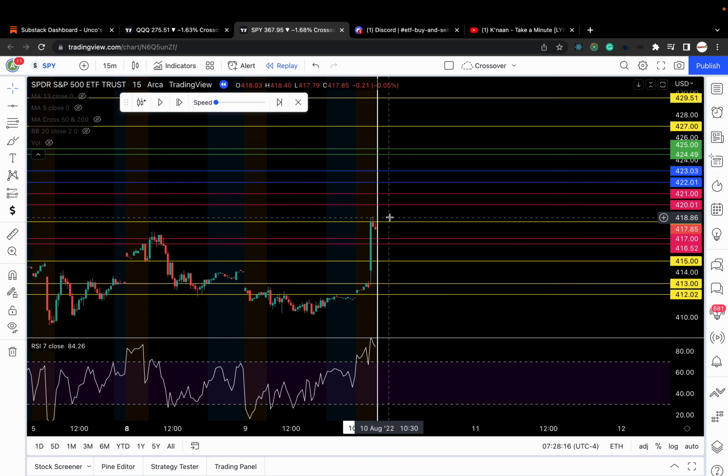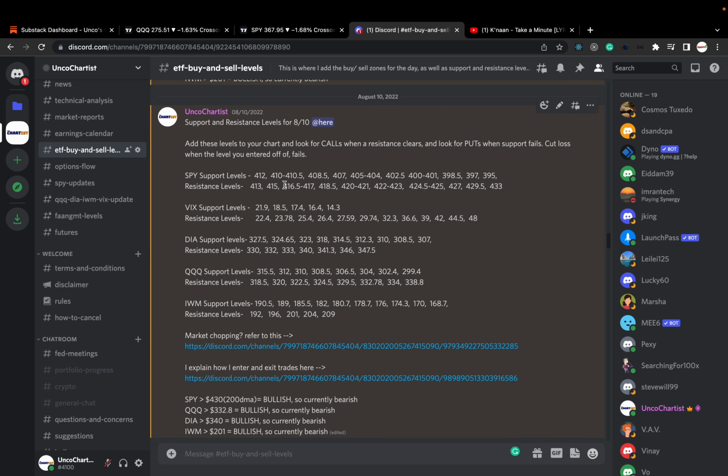Before we even start, you can see on August 10th in the pre-market, I had some levels down here at 415, 413 and 412. And we can see something happened that morning. I forgot what it was, but it caused big buying pressure, and it cleared this 416.5 to 417 zone. I had that right here.